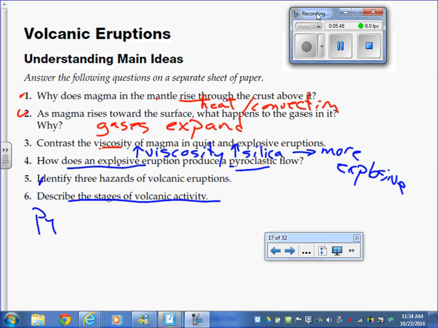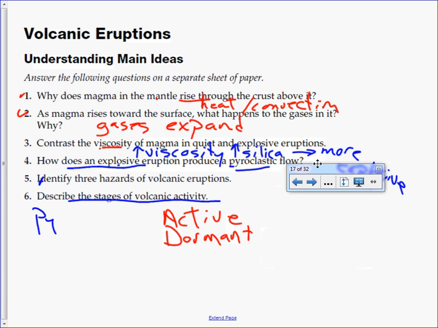We'll go over this one here in a minute. And then finally, the stages of volcanic activity. Pretty simple. We've got active. Active, self-explanatory, right? Dormant, which means what? Yeah, dormant basically means sleeping, like dormir, to sleep. So dormant means it's not currently active. It's not an imminent danger, but it could erupt again.